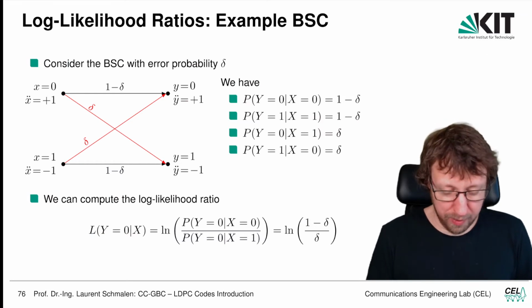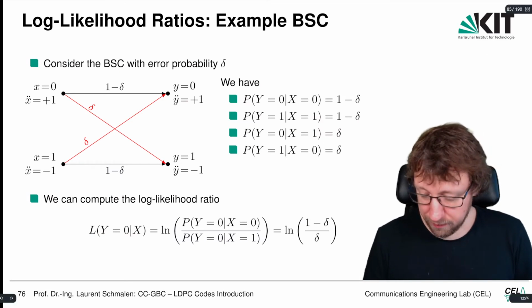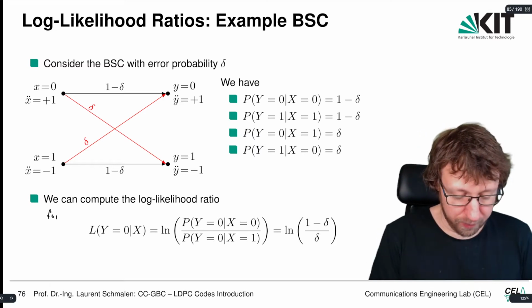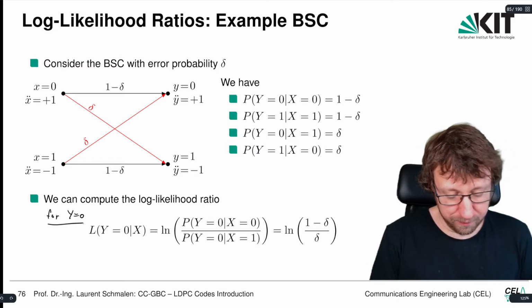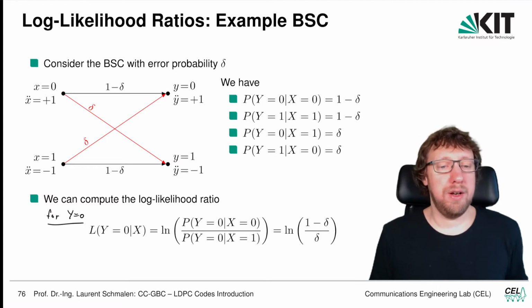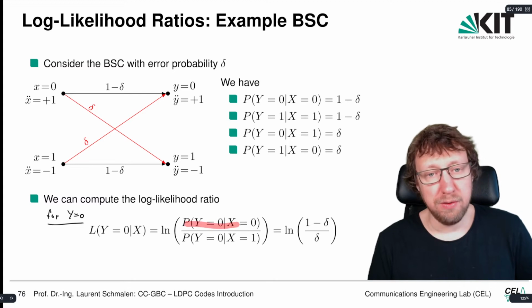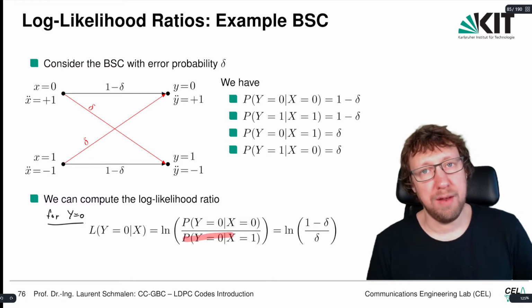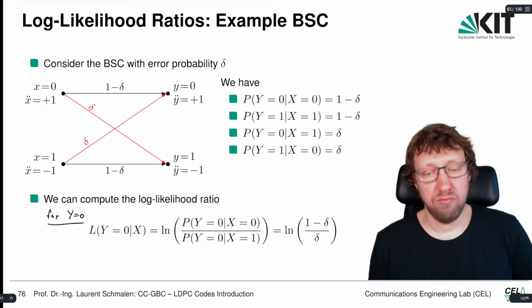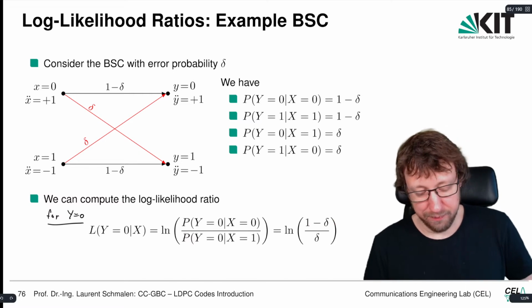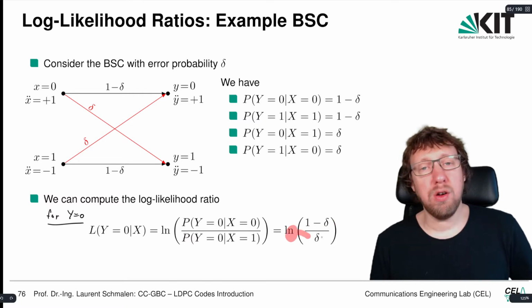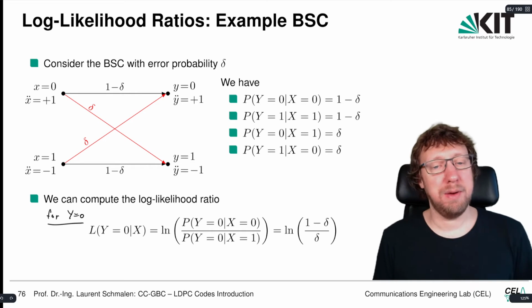So we calculate the log likelihood ratio for y equals 0, and we just insert the values. Insert p of y equals 0 given x equals 0 divided by p of y equals 0 given x equals 1: 1 minus delta over delta. So this is the natural log of 1 minus delta divided by delta.